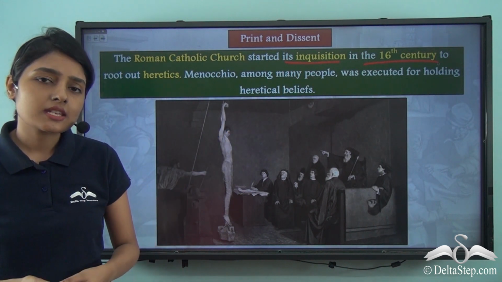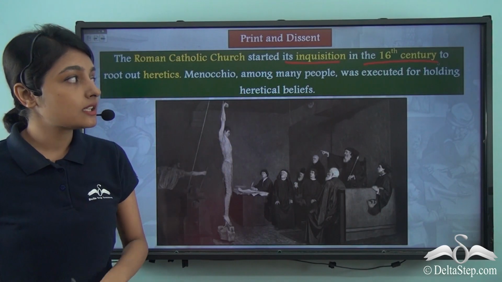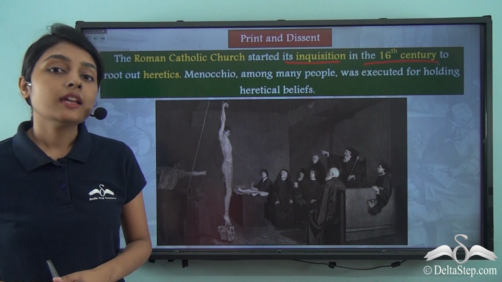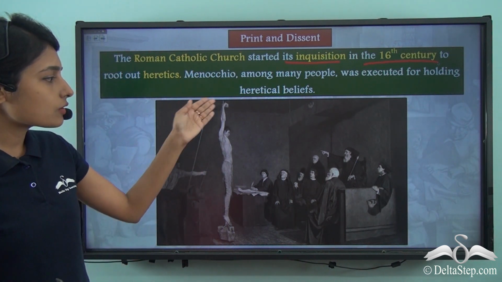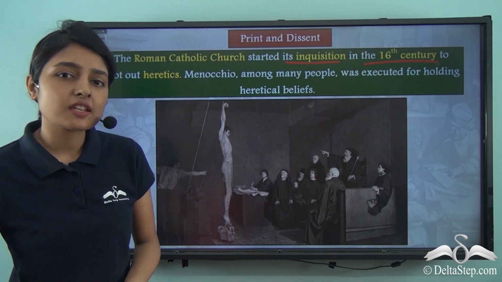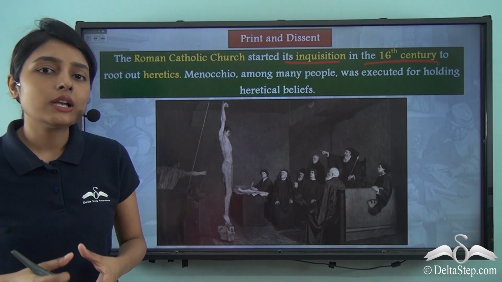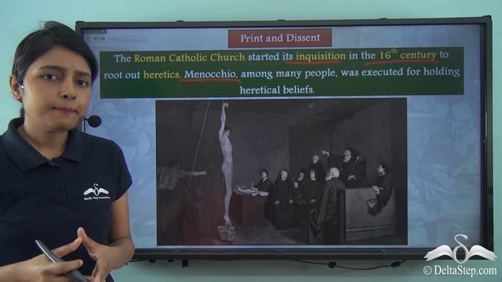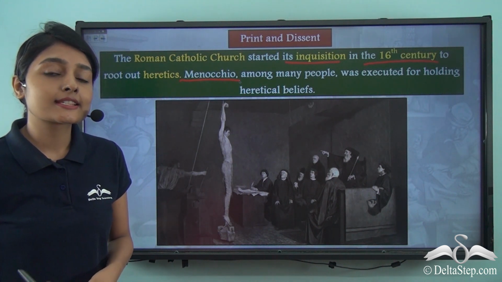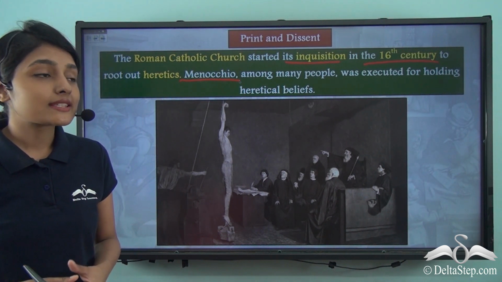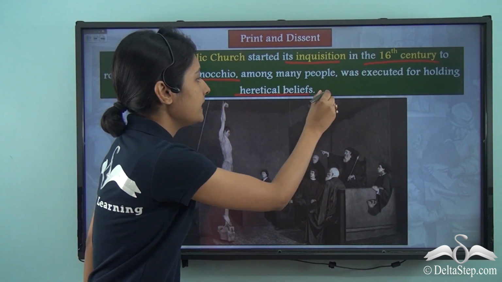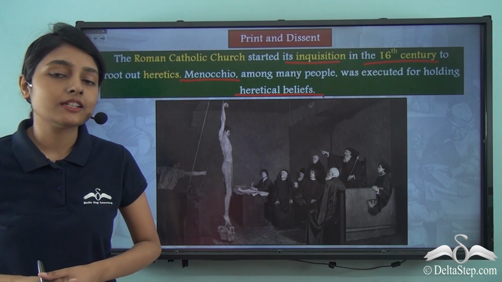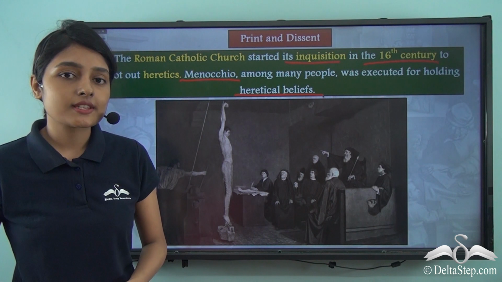this Inquisition was started. Now during this Inquisition, many people who had their own opinions were severely punished by the Roman Catholic Church. So as you can see here, the punishment was very severe. They were executed for holding any heretical belief. And likewise, Menocchio, among many people who were deemed as heretics by the Roman Catholic Church, was executed for holding heretical beliefs. So this was a very oppressive system that was instituted by the Roman Catholic Church in the form of the Inquisition.